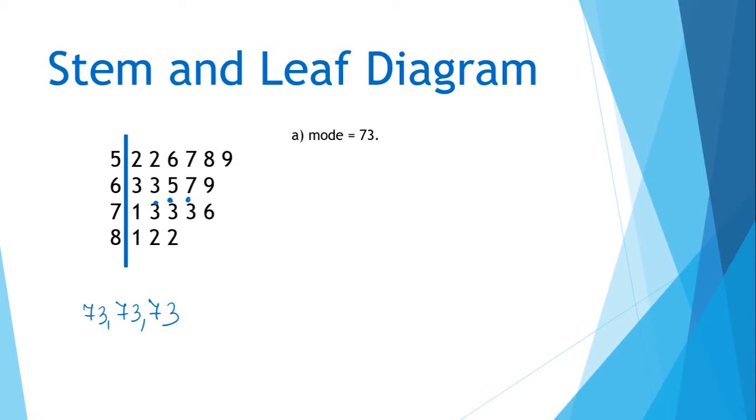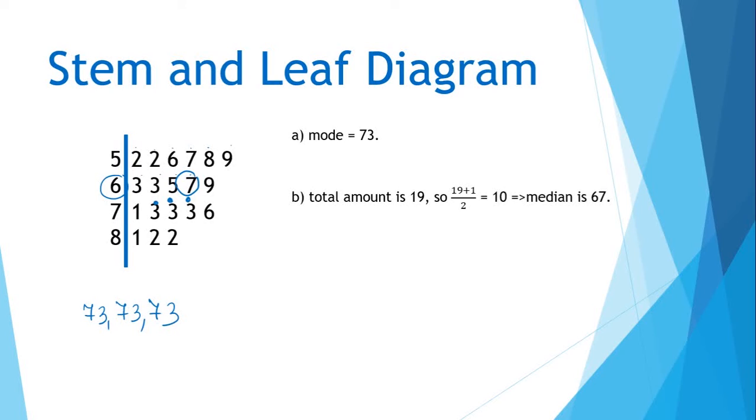Overall, we have 19 values. 19 plus 1 divided by 2 equals 10, which means that the median is the 10th value. 1, 2, 3, 4, 5, 6, 7, 8, 9, 10. The 10th value is 67, so the median is 67.